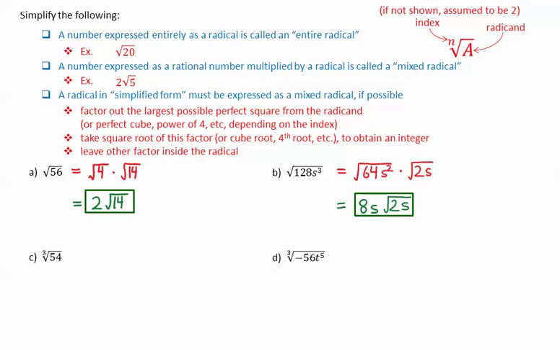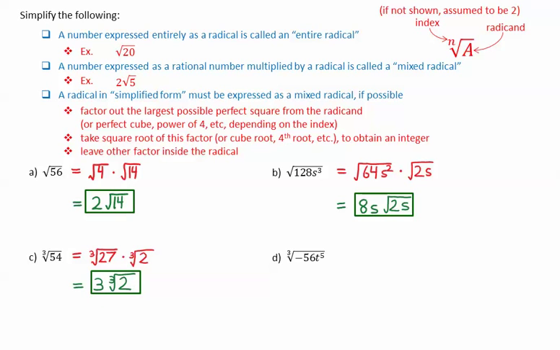For question C, we now have a cube root. In this case, we're looking for perfect cubes that are factors of 54. In this case, that's going to be 27. We break this up then into the cube root of 27 times the cube root of 2. The cube root of 27 is equal to 3. This gives us 3 times the cube root of 2 as our answer.